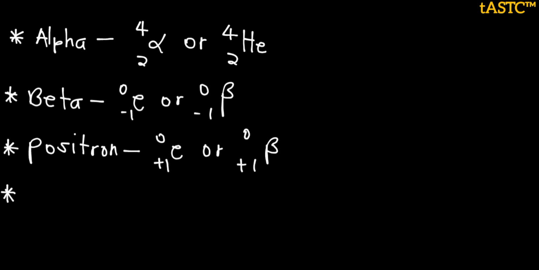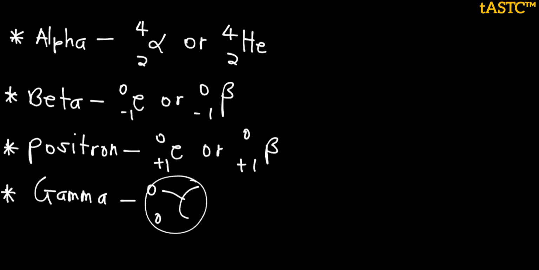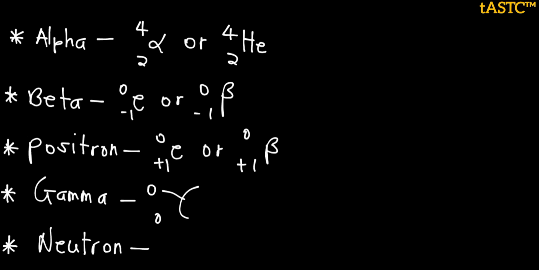And the next one you have is the gamma particle. The gamma particle or the gamma ray is written as this. And that generally has a 0 mass number and a 0 atomic number. So basically this is the representation for a gamma particle. Now you could also have another one that is called the neutron. So the neutron, I'm just going to write it this way. You have a neutron, and neutrons are written this way. This is a neutron.